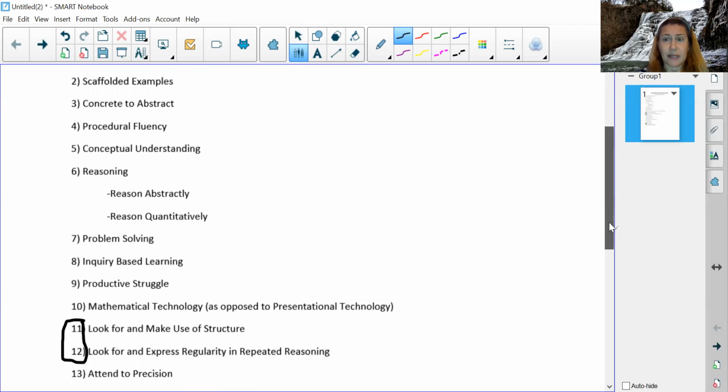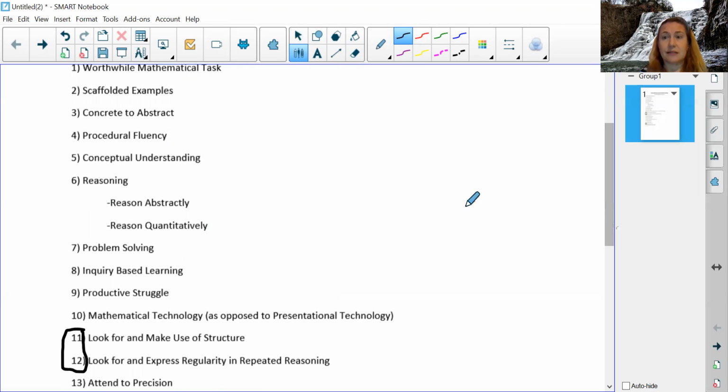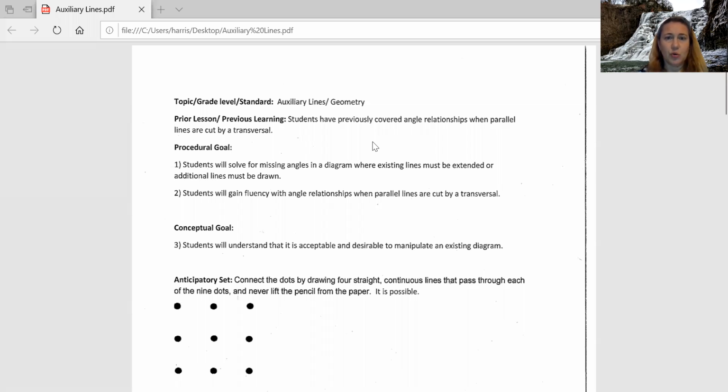The very first lesson plan that we're going to look at then, auxiliary lines, okay? And what I'm asking you to do right now, or before the next class period, so let me stop sharing this for a minute and go to that lesson plan. Okay, first thing that I'm going to ask you to do is try to do the anticipatory set and read over the front page of this lesson plan.